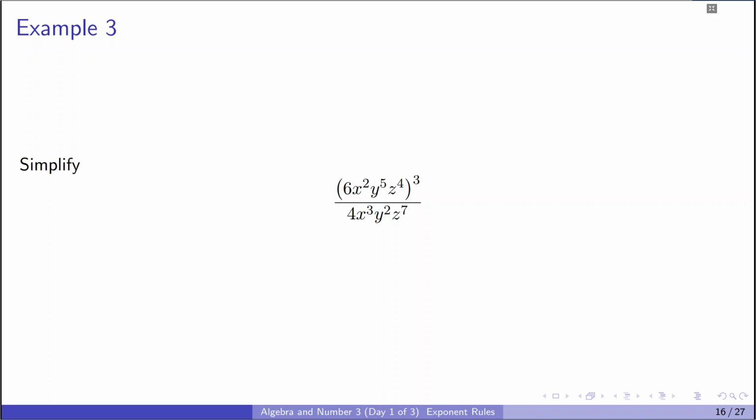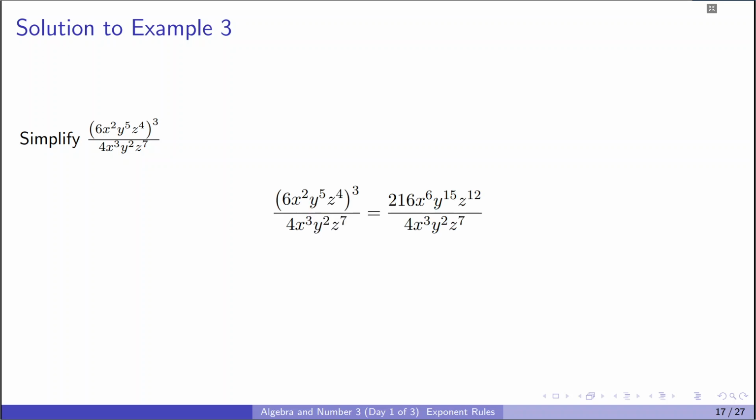All right, example 3. Here we take our numerator and make 3 copies of it. Multiply them together. So 6 cubed is 216. X squared cubed is x to the 6. That's power of a power. We're multiplying. 5 times 3 is 15. 4 times 3 is 12. The exponent only applied to the numerator. So 216 over 4 is 54. Our x's simplify to x cubed. Y becomes y to the 13. Z becomes z to the 5.